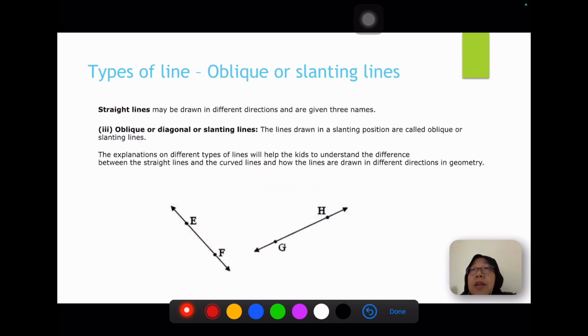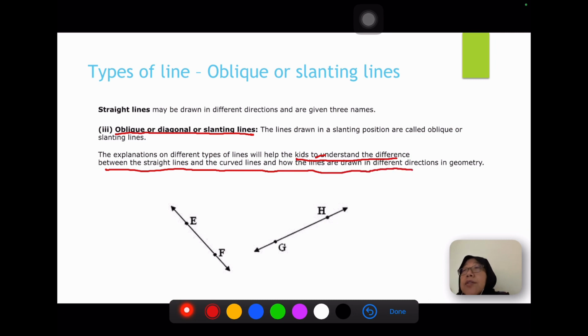Okay, the next one is the oblique or diagonal or slanting lines, which are drawn at a certain angle. The explanation on different types of lines that we have done just now will help the students to understand the difference between straight line and curved line and how the lines are drawn in different directions in geometry. Remember spatial sense.